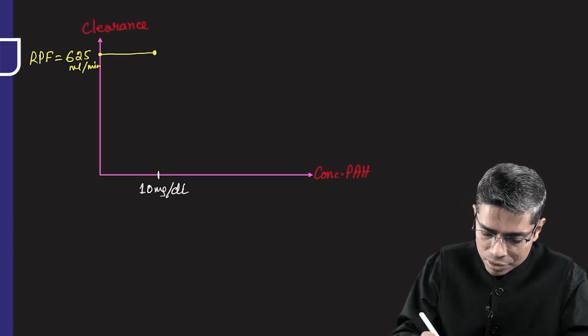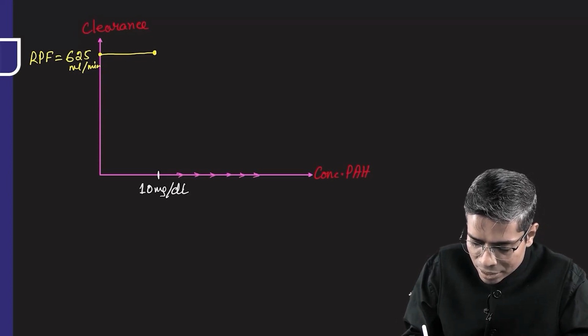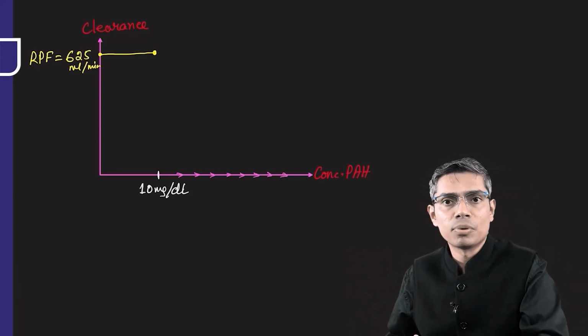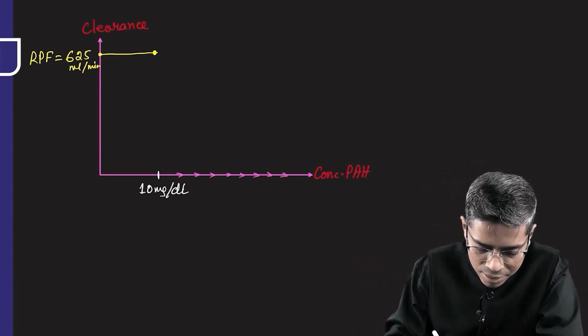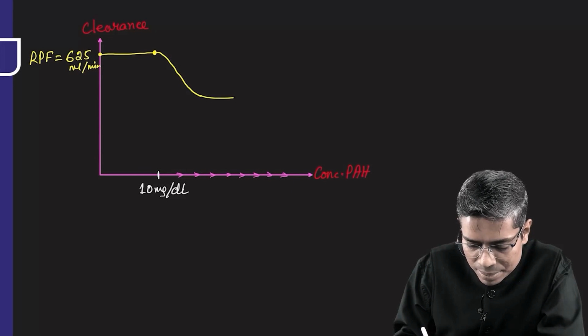If your PAH concentration is more than this, suppose you have injected a huge amount of PAH by mistake and your PAH concentration is rising more and more, what will happen to the clearance of PAH? The clearance will decrease, and then it will stabilize like that of inulin. I'll tell you what this flat portion is. This is the condition where secretion has almost stopped, and the urinary amount is only coming from filtration, similar to inulin. Inulin is only filtration, so whenever it becomes like inulin, the curve becomes flat.